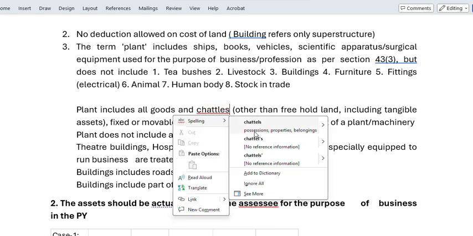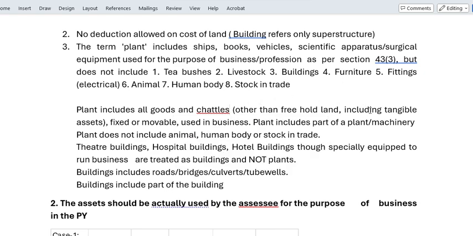So, what does chattel mean? Possessions, properties and belongings. All tangible assets, other than freehold land, can come under plant, fixed or movable, used in business. So all tangible assets used in business can be plant. It can be a part of a plant or machinery also. But it does not include animal, human body, stock in trade.